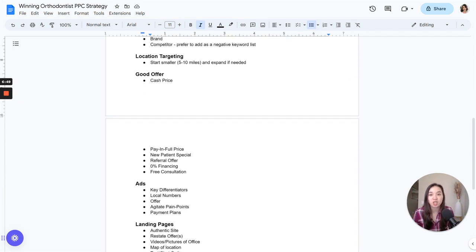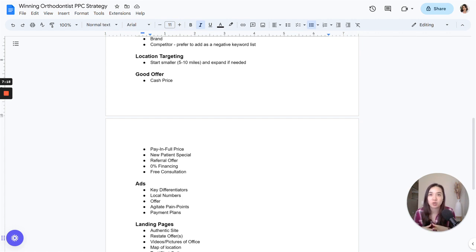Next up would be location targeting. I would typically start smaller for radius targeting. I would do between 5 to 10 miles and then expand if needed. So that's going to be important. A lot of people are not going to be willing to drive that far for an orthodontist unless they're really, really, really good and have a stellar reputation, but it's just unlikely that people will go that far.